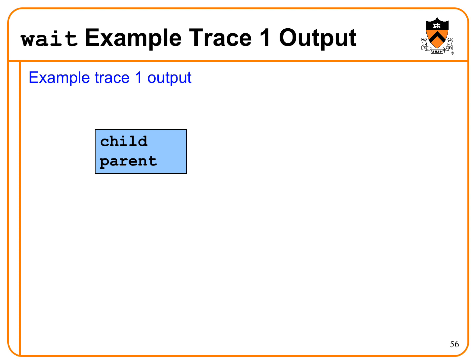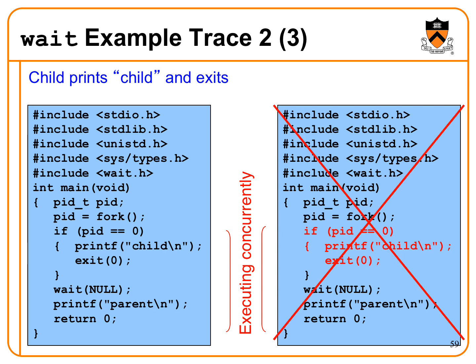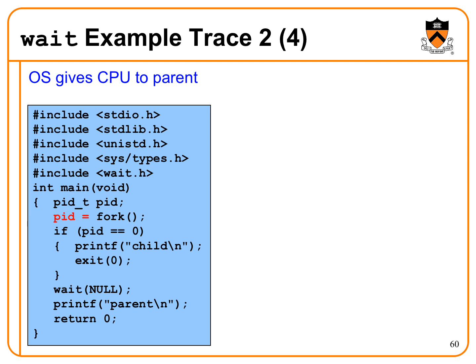Now how about if the child runs first? Back in main, the parent forks. Now there are two processes. The child gets the CPU in this case. It enters the consequent, prints, and exits. Then the parent gets to run.